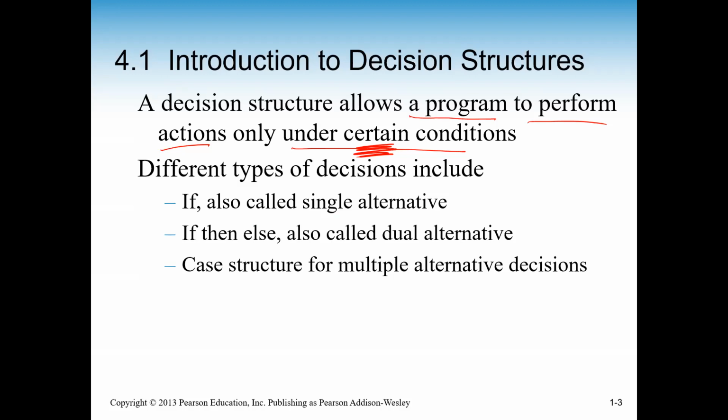Different types of decisions include the if, also called the single alternative, if-then-else, also called the dual alternative, and the case structure for multiple alternative decisions. So we will see these.